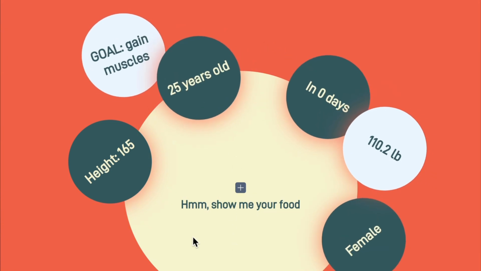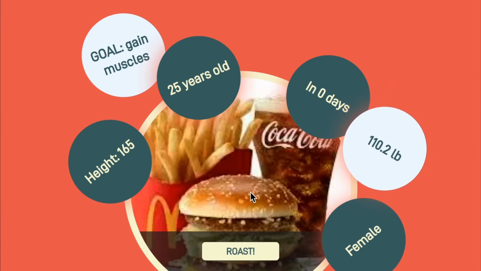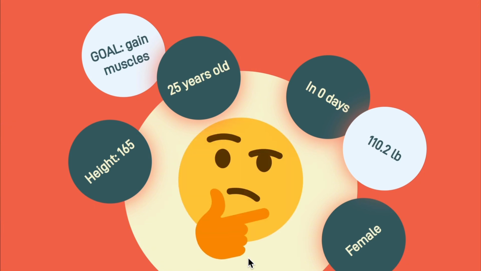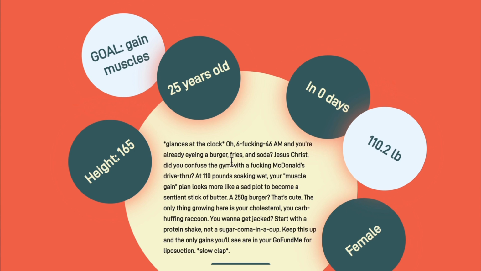This page consists of several circles. The large circle in the center is where a user can upload their food image, and once they click Roast, here will display the result from AI. The small circles around the big circle is where the user's data will be displayed.